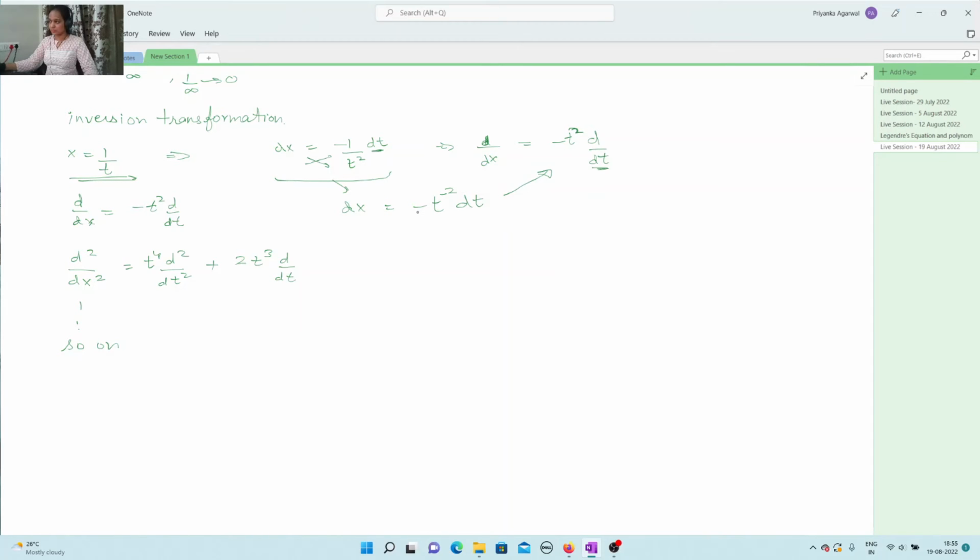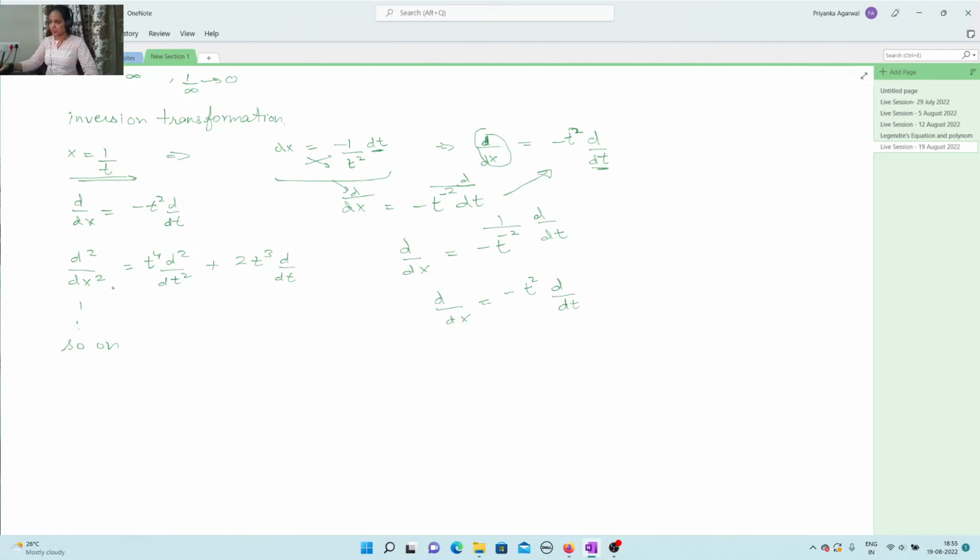After this, however, what we will do? dx equals to minus t power minus 2 dt. After this, what we will do? Now we have to write it in the form of an operator. So simply, just write it like this. So this is now d by dx equals to minus t to the power, so this will also be inverted, okay. So this is now 1 upon t to the power minus 2 d by dt. So this is d by dx equals to minus t square d by dt.